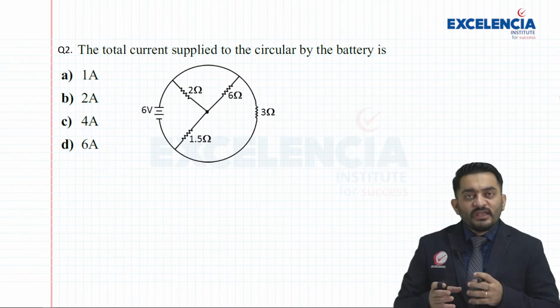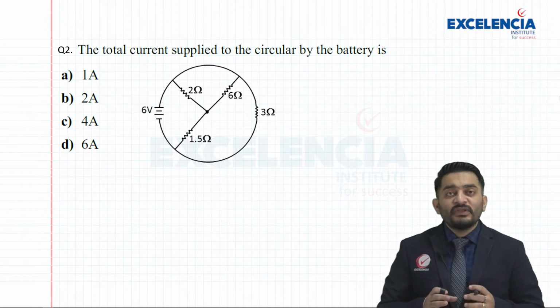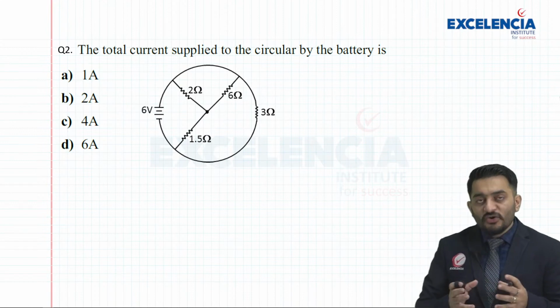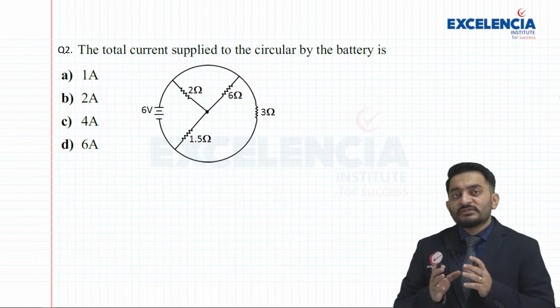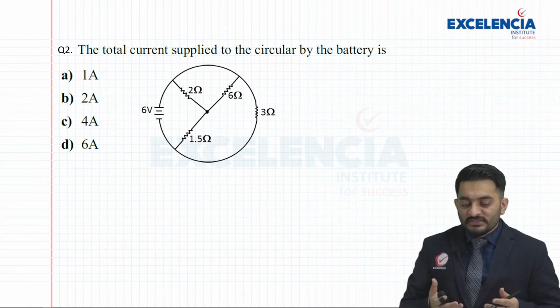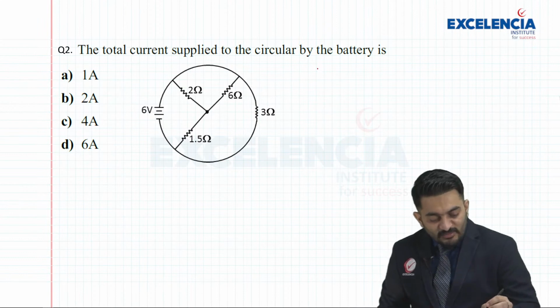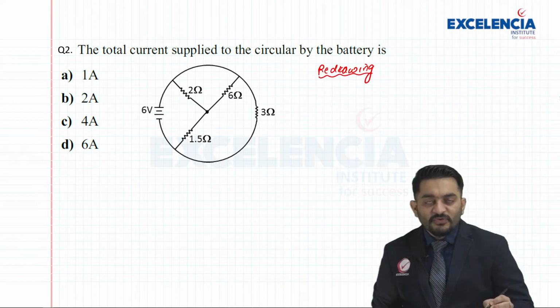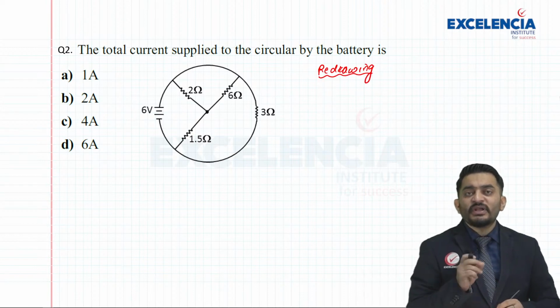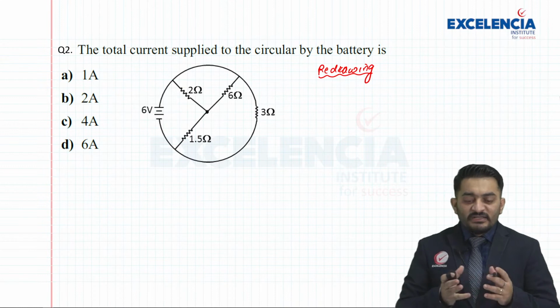Simple circuit we can make. For that, what we need to do? We need to do the redrawing of this particular circuit, but make sure when you do the redrawing, the circuit should remain same. You can't change the circuit. So actually the name of this technique is the redrawing technique, because redrawing will make things simple for you and you would be able to visualize which resistance is connected in series and parallel.